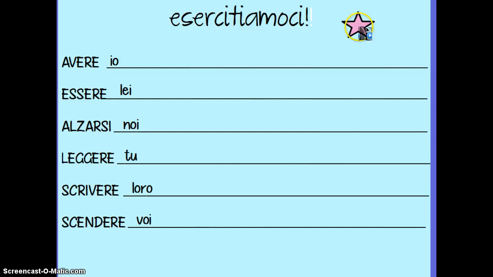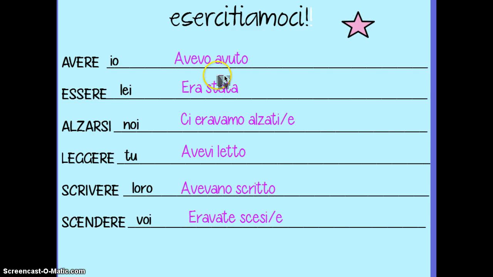Alright, let's go over the answers. So for io and avere, you're going to say avevo avuto, which I know sounds so weird, but if I wanted to say, like, I already had 5 years when you're talking about your age, you would say avevo avuto 5 anni. I was already 5 when I learned how to do something. That's an example.